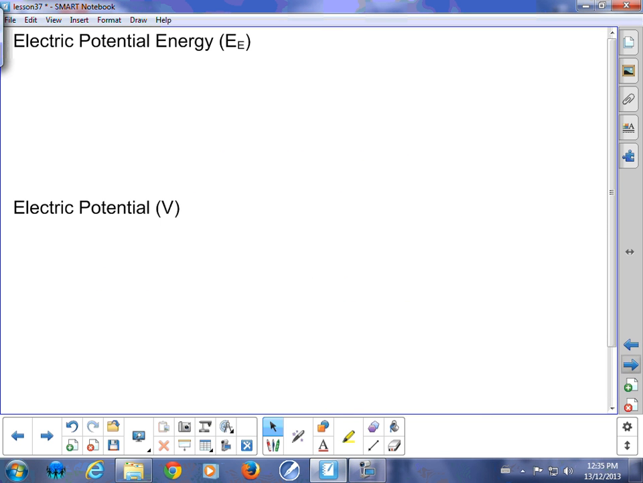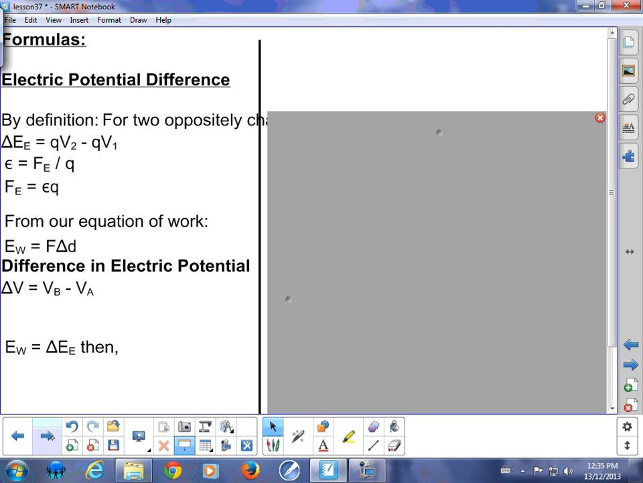It looks like I just put it in the slot, so I had the slide already made up for you and where to put all that information in. I do apologize. Hopefully you looked ahead and saw that. So let's look at some formulas. This is where it gets a little bit messy just in the arrangement here. We're looking at electric potential difference. By definition, two positively charged plates. Oh, my mistake here, my formatting isn't quite right. Just a sec.